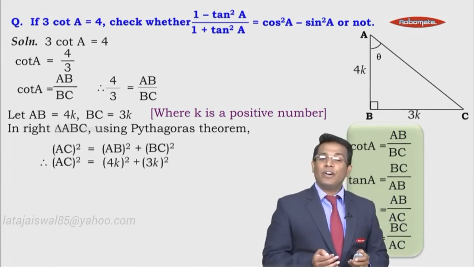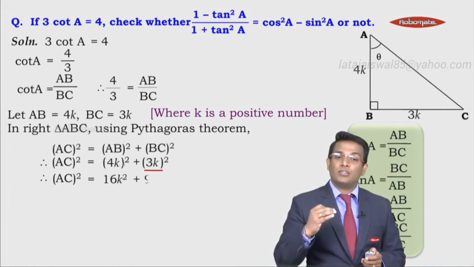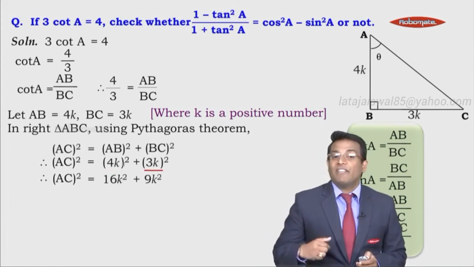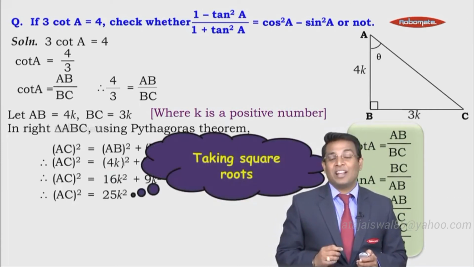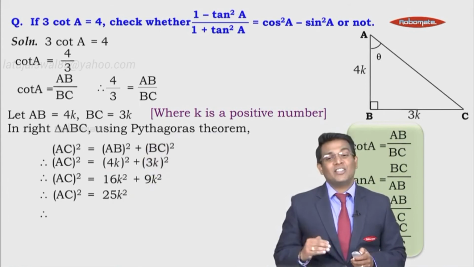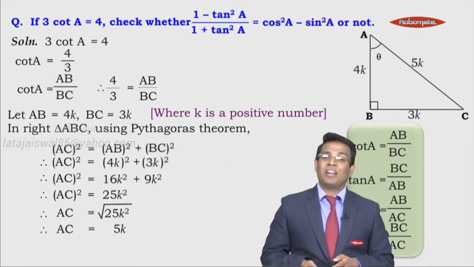So now we solve it further. Left hand side would be AC square is equal to 16K square plus 9K square. When we add it up, we'll get AC square is equal to 25K square. Now taking square roots, we get AC is equal to root of 25K square. That means we'll get AC is equal to 5K.